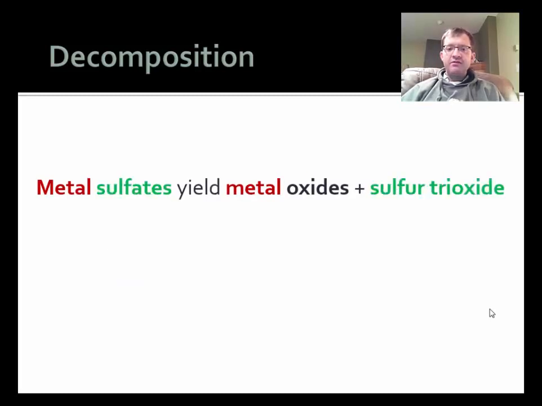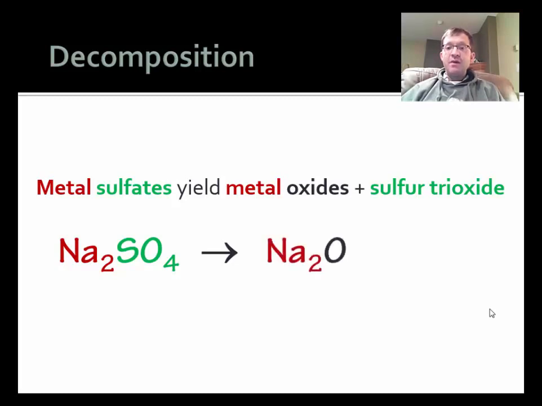Finally, metal sulfates yield metal oxides and sulfur trioxide. And so for our example here, the metal is sodium, so sodium sulfate yields sodium oxide. Again, the metal could be any metal. In this case, it's sodium. So that sulfate gave us a metal oxide and SO3. And notice this is the third one in a row where some compound, a carbonate, a hydroxide, a sulfate, will yield an oxide, a metal oxide, as a common product of all three of those.